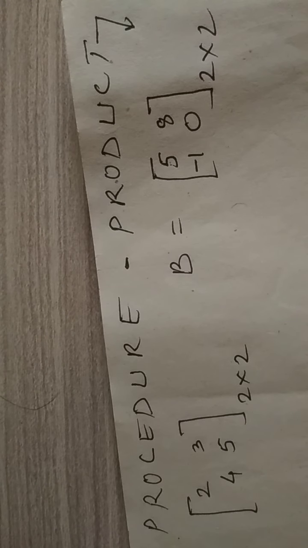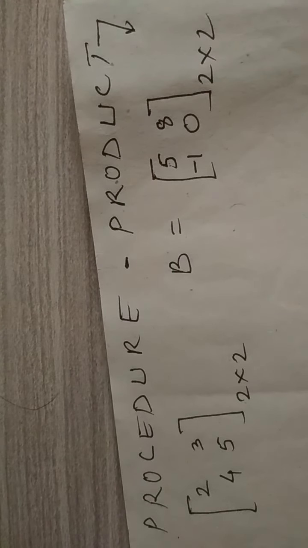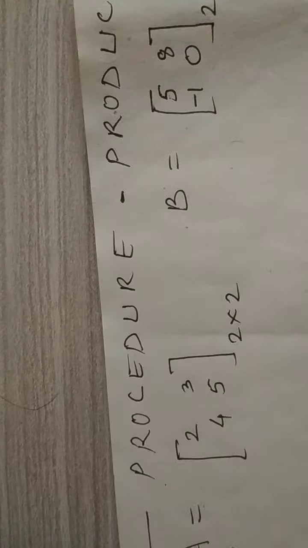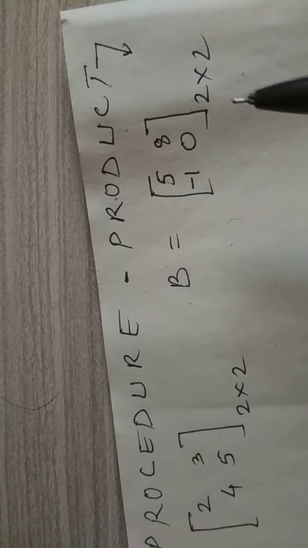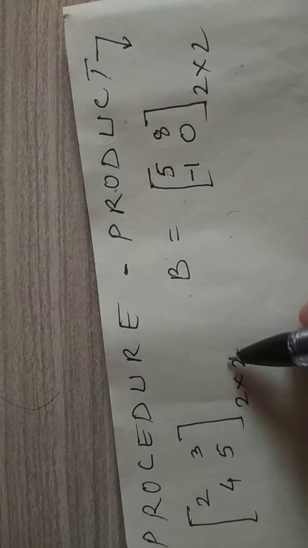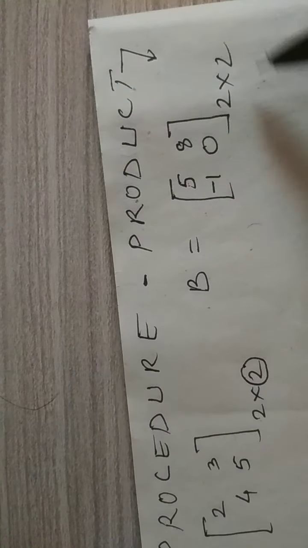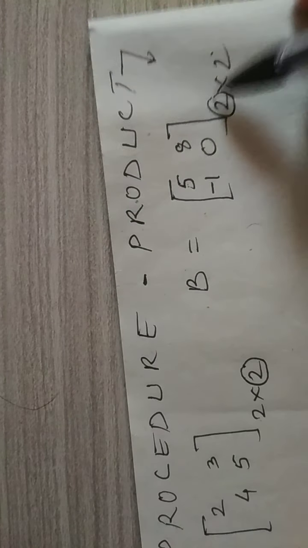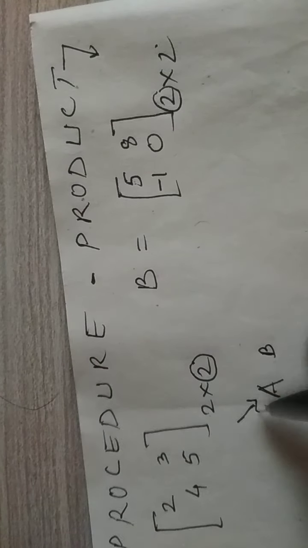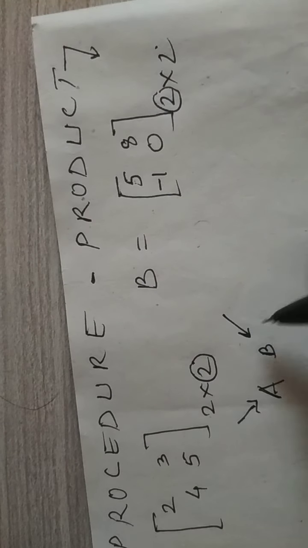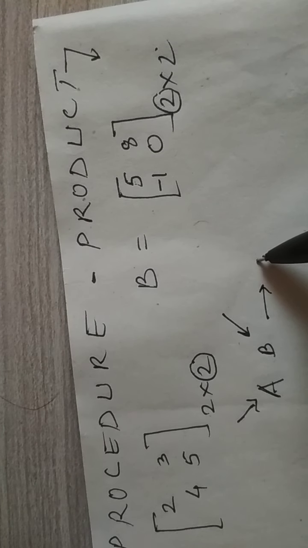So children, here we are having a proper procedure to find out the product of two matrices. Let us consider an example. Say matrix A is 2, 3, 4, 5, a 2 by 2 matrix, and matrix B is 5, 8, minus 1, 0. Since the number of columns of matrix A is equal to the number of rows of matrix B, the product AB is possible, and the resultant matrix AB has the order 2 by 2.